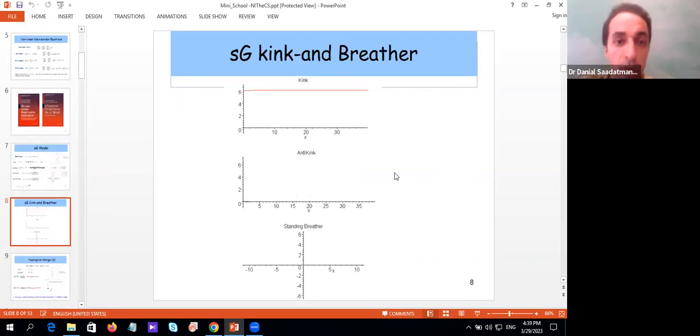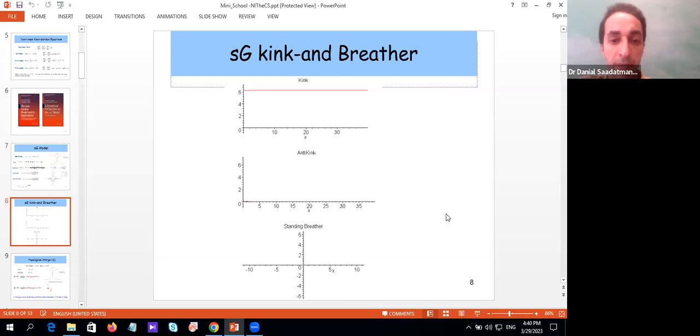Here, I just show the time evolution of the kink and anti-kink. I think you cannot see the evolution because I didn't make it full screen, but anyway, as you can see here, when the kink and anti-kink move, they keep their velocity. The velocity cannot change. In the bottom figure, I have shown the standing breather. Of course, if the breather has a velocity, it can move to the left and to the right.